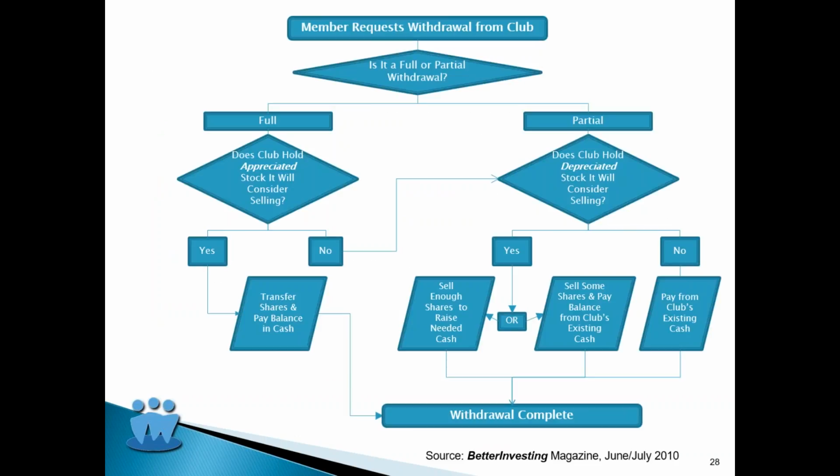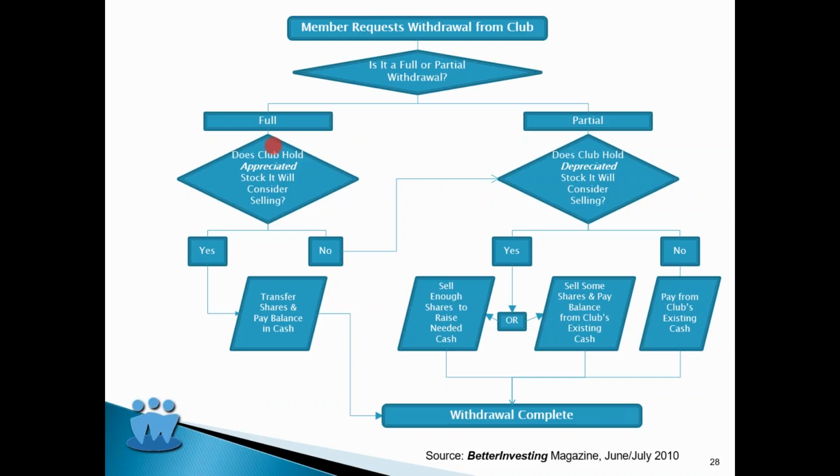This is a spreadsheet or a little flow chart that I created for Better Investing Magazine. It's also on our My iClub website, and I did this in 2010 to kind of step through how to figure out what's the best way to pay out a club member. So we start up here at the top with the member requests withdrawal from the club. So the first question you ask, is it a full or a partial withdrawal? If it's a full withdrawal, all right, now we're going to consider, does the club hold appreciated stock it will consider selling?